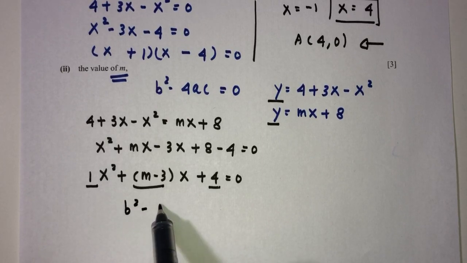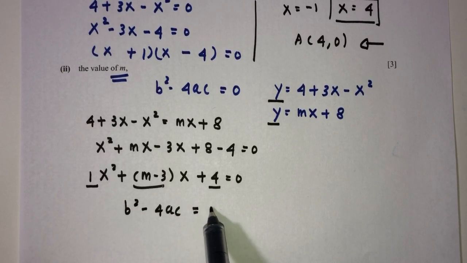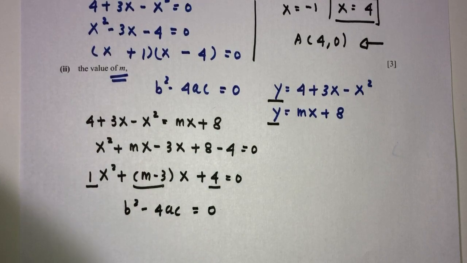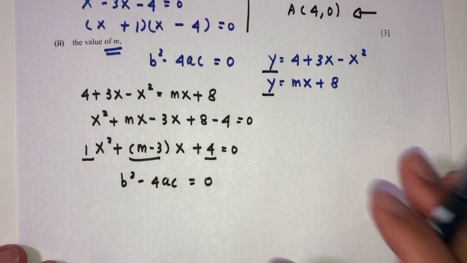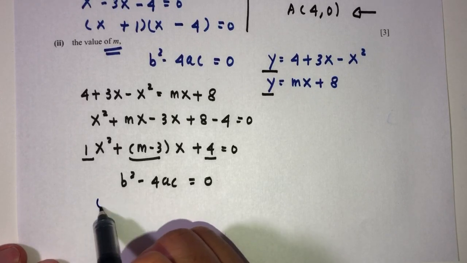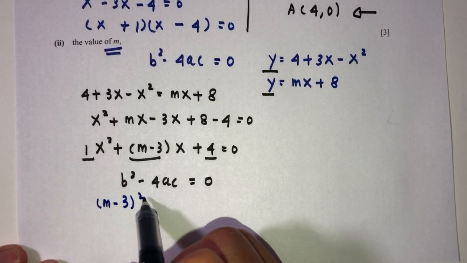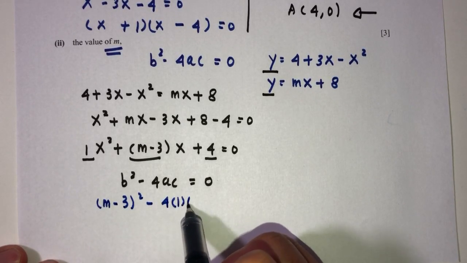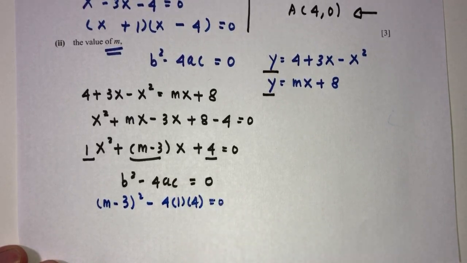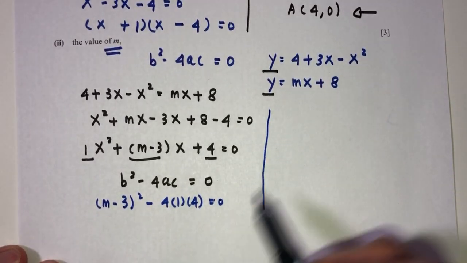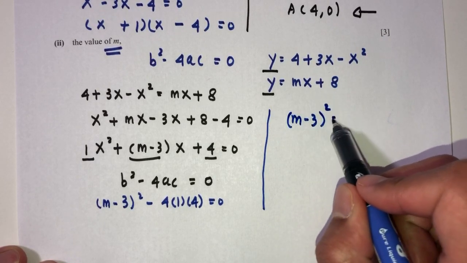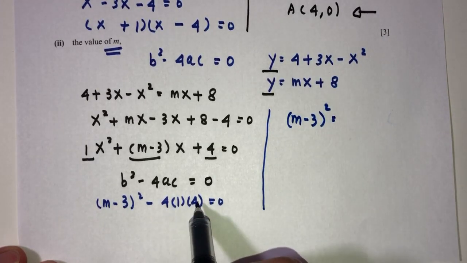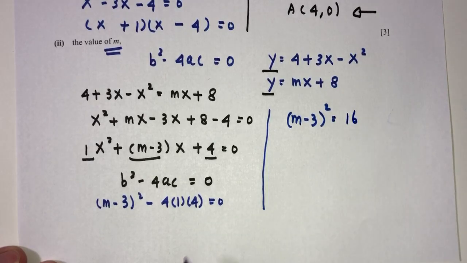So b squared minus 4ac has to be 0, because we know that the line is a tangent. It means it touches exactly 1 point. So b squared is (m minus 3) squared, minus 4 times 1 times 4, that will be 0. So let's continue. On this side you will have (m minus 3) squared is equal to 4 times 4, which is 16. Send this over here, becomes 16, right?